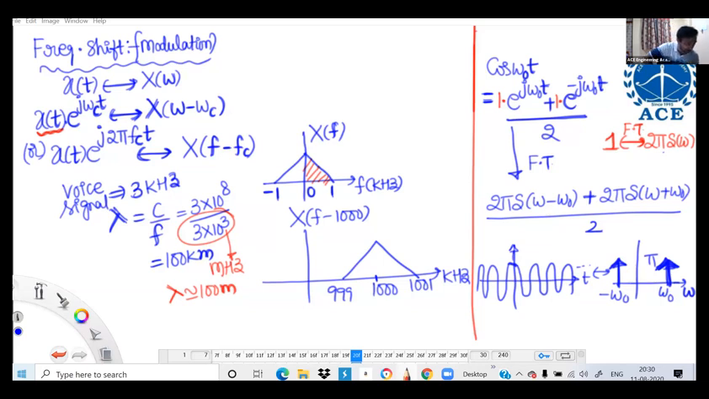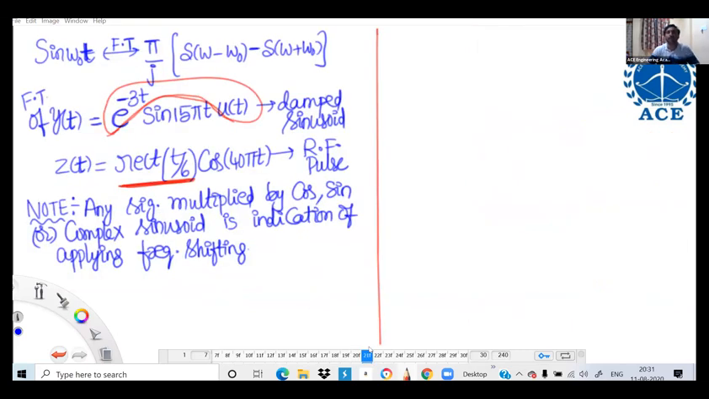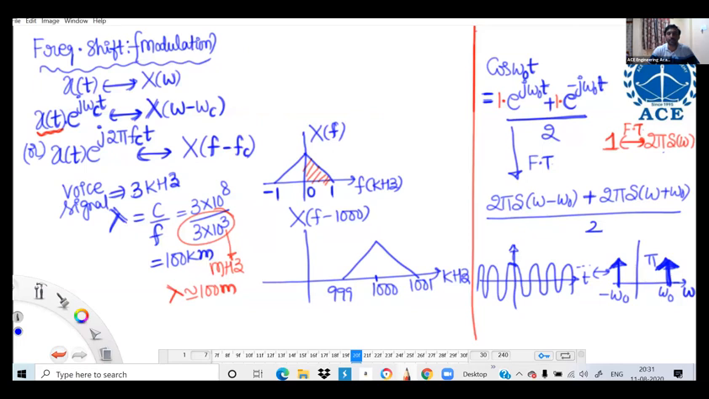If the signal is real and even, what is the nature of the spectrum? That is also real and even. Again, we cross-checked the known point only for us. Any signal multiplied by cos, sine or exponential, where exponential means complex sinusoid, not real exponential.